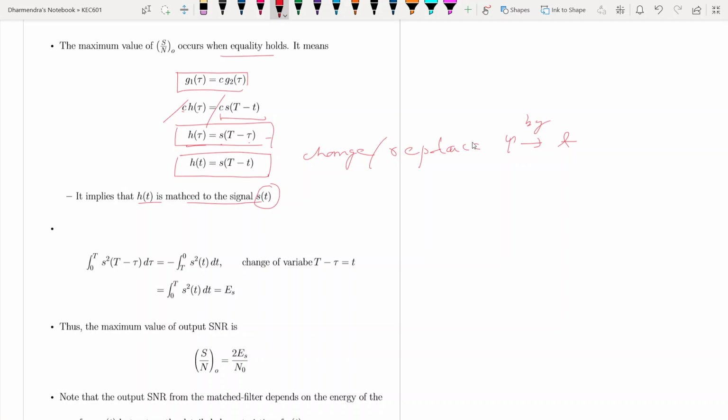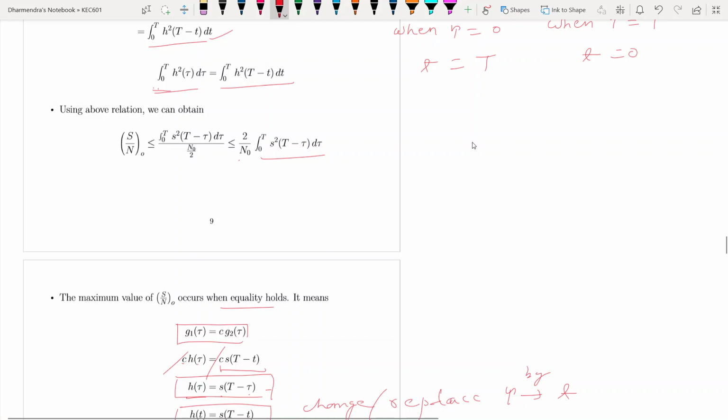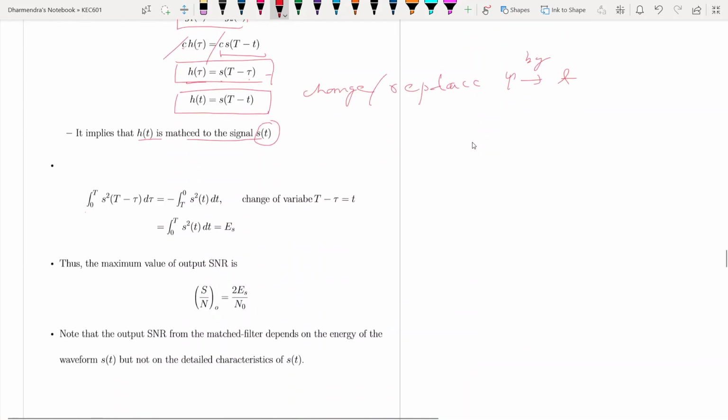So what should be the output SNR at the equality? This will be the integral from 0 to capital T, which you have to solve. Apply the change of variable and I will get this one, the square of this. So this is the energy of the signal S of t. So the maximum value of the output SNR will be 2 Es by N naught, where Es is the average energy of the signal S of t.